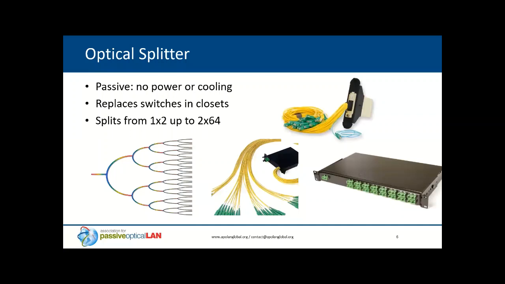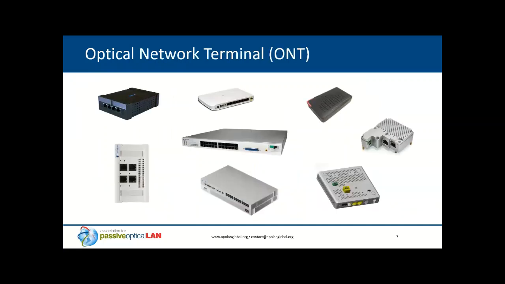Most typically 1:32, but down to a split ratio of 1:2, or up to a split ratio of 1:64. And we can also have dual inputs if we desire that redundancy. So now let's look at the optical network terminals, or ONTs. And those really can take a lot of different form factors. Like I said, anything from one single Ethernet port up to multiple Ethernet ports, or even video and analog phone interfaces. You can see a variety of models here, but there's much more than even what we've pictured here.